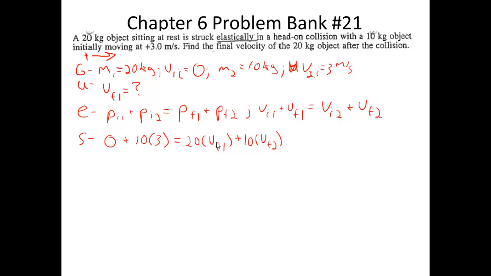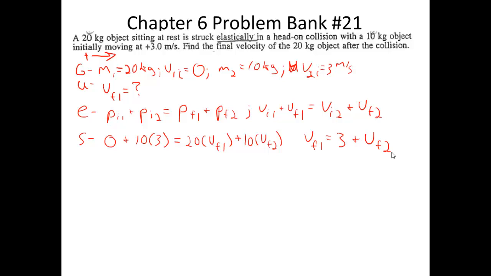Notice how our masses did not change after the collision, which makes sense because they bounced off of each other. And let's plug in what we know here. We know our initial velocity of the first object was 0, and we do not know the final velocity, so we'll put that as such. We do know the initial velocity of the second object, which was 3, and we do not know the final velocity of the second object.